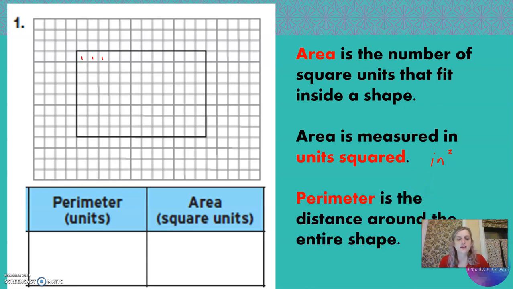The other thing we're looking for right now is perimeter. Perimeter is like if you had to put a fence around the shape and you started here and you counted all the numbers all the way around as you kept walking until you got back to the start.